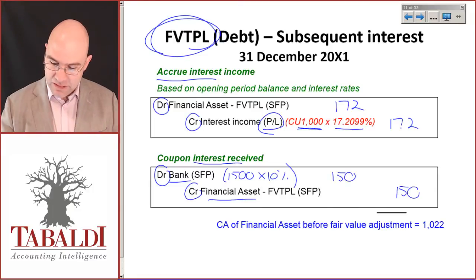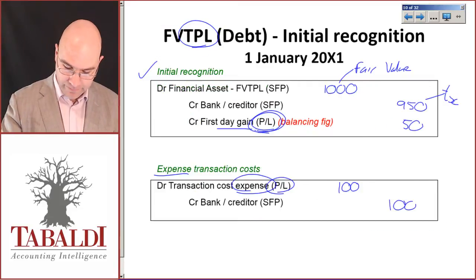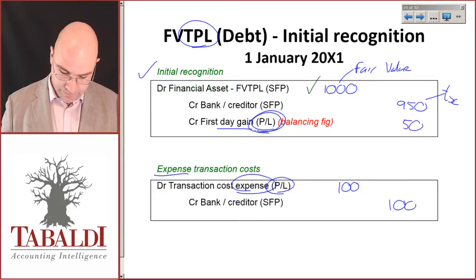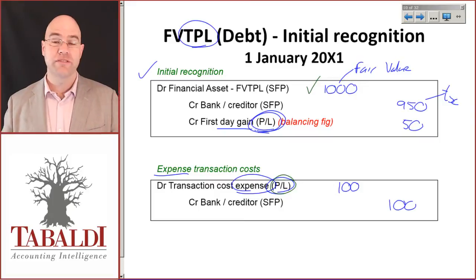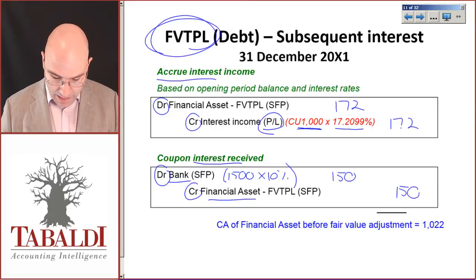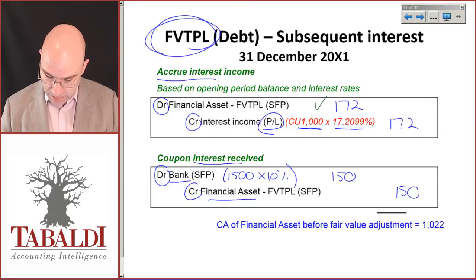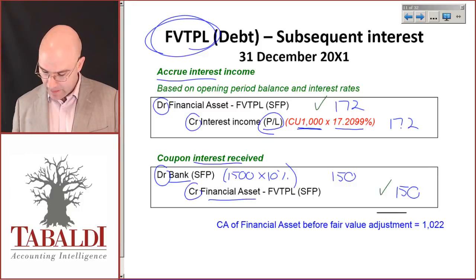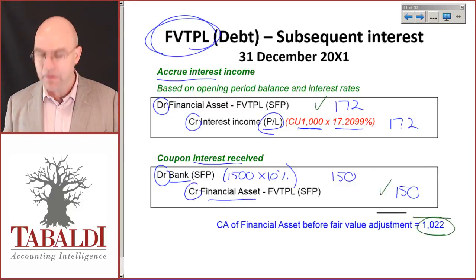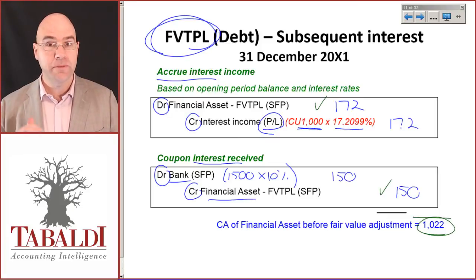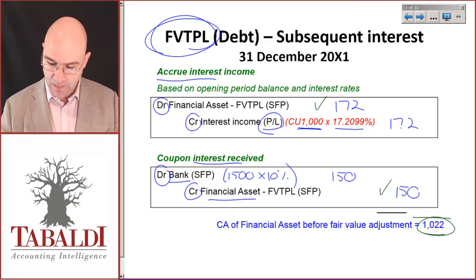Okay, and at this stage now I can go and let's tick it off. The financial asset was 1,000. There's nothing on transaction cost to capitalize. I then debit the 172, subtract the 150, and I get a carrying amount at the reporting date of 1022. This is before doing the fair value adjustment, right?